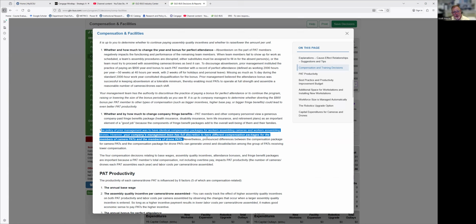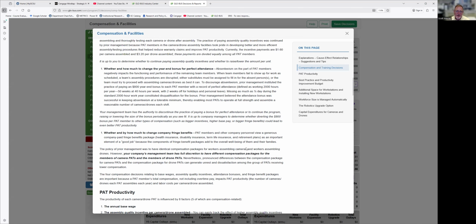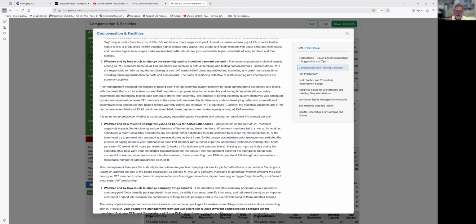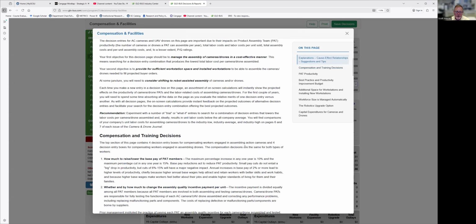However, you have full discretion to have different compensation packages. Pronounced differences between the packages for camera and drone workers can generate disrespect and dissatisfaction. You don't want dissatisfaction because dissatisfied workers do not work well.